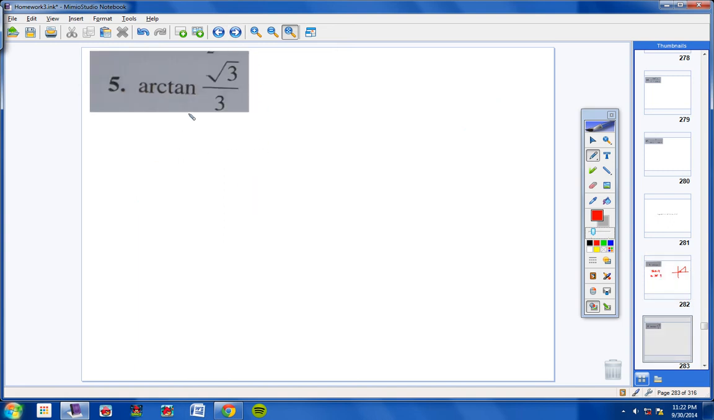All right, number 5, arctangent square root of 3 over 3. So here we go. First of all, we're going to write tangent of theta equals square root of 3 over 3. And of course, when you're dealing with arctangent, you're restricted to quadrants 1 and 4, and we're looking for an angle that gives us a positive answer, so we know we're going to be in the first quadrant.